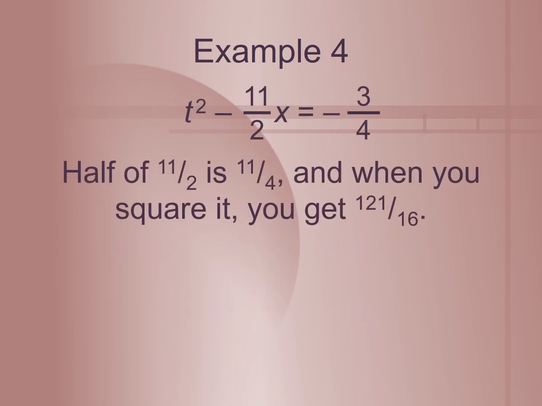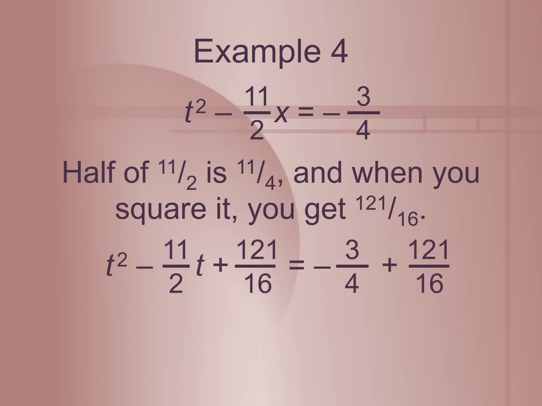So I have to add that to both sides. And then I can factor that trinomial. It's a perfect square, so it'll be t minus 11 over 4 squared. Remember, that's always half that b value to get this number here. And this operation is always going to be the same. And then this will always be the square root of your first term. And then negative 3/4 plus 121 over 16 is 109 over 16.